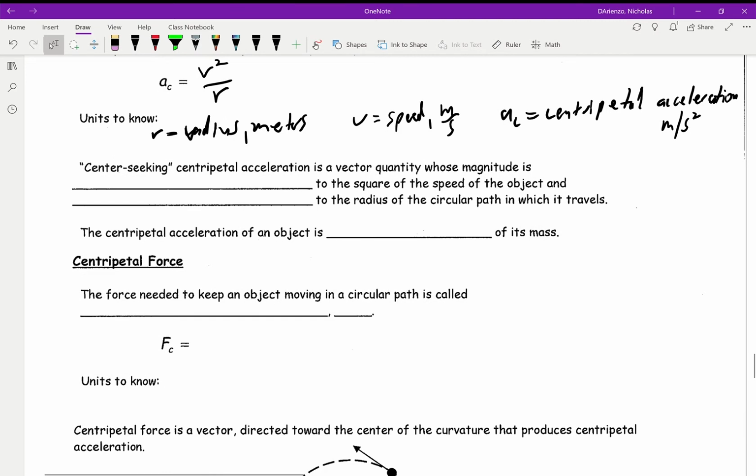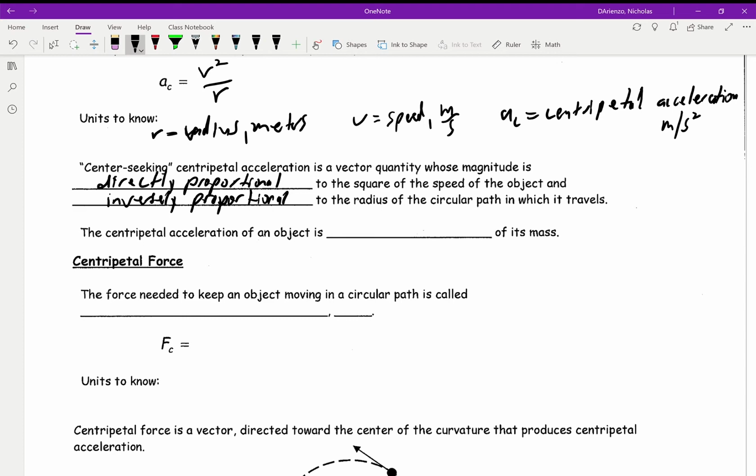Now, centripetal acceleration is known as center seeking, meaning that acceleration is seeking the center of the curvature of the path. If we look at our equation here, that quantity is directly proportional to the square of the velocity, or the square of the speed. But if we compare the centripetal acceleration to the radius of the path, it is inversely proportional. We want to be aware of those relationships as we work with our centripetal acceleration equation.